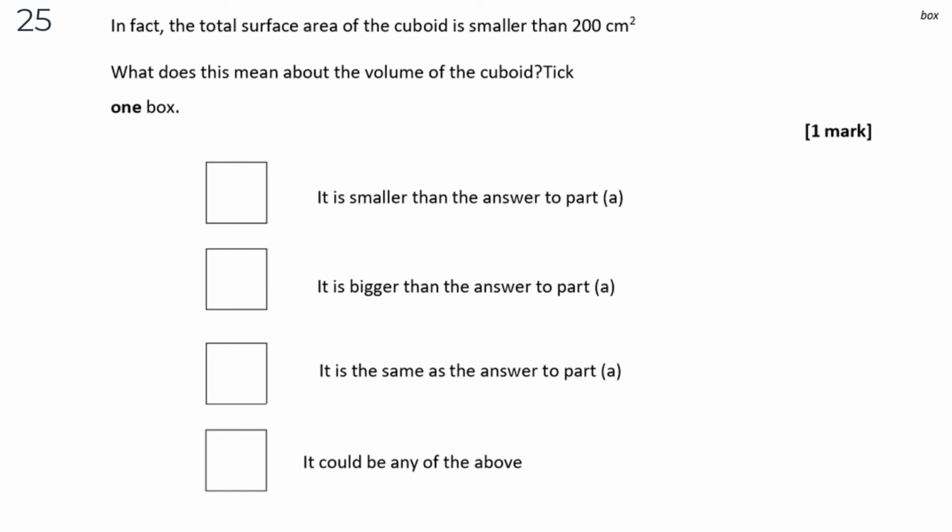Part B says, in fact, the total surface area of the cuboid is smaller than 200 centimeters squared. What does this mean about the volume of the cuboid? Tick one box.